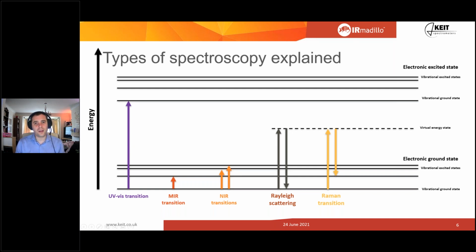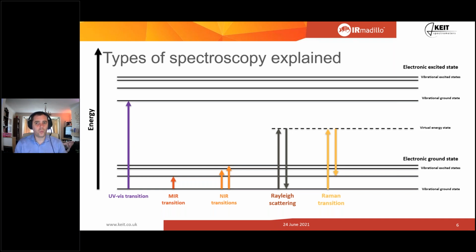So if you look at something like a sugar molecule, you might have a carbon to oxygen bond and a carbon to hydrogen bond, both vibrating at once, and that's a combination. It's very difficult to understand what's going on there.